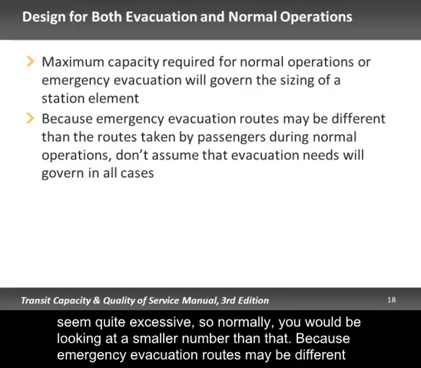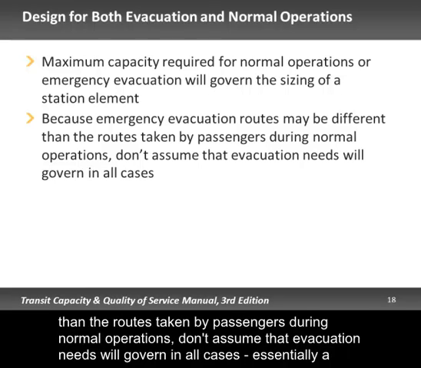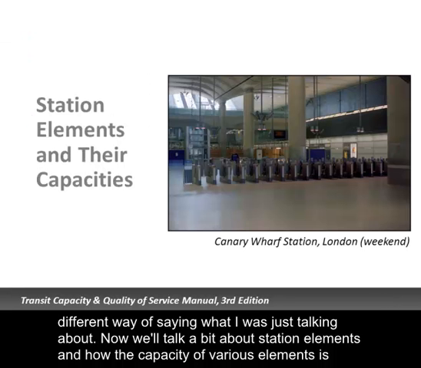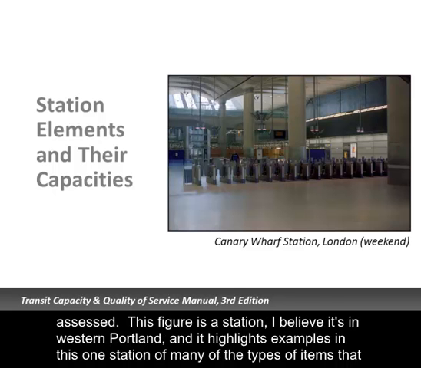Because emergency evacuation routes may be different than the routes taken by passengers during normal operations, don't assume that evacuation needs will govern in all cases. Essentially, a different way of saying what I was just talking about. Now we'll talk a bit about station elements and how the capacity of various elements is assessed.